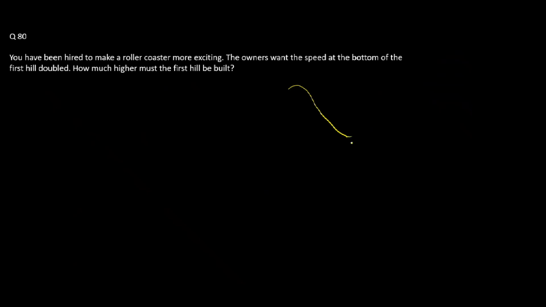If initially at the bottom of the first hill the speed was v, now the owner wants to make the speed twice the initial value, double the initial value. So what height must this roller coaster be built if you want to double this? The relationship between speed and height is v equals square root of 2gh. Let's take the square on both sides to rewrite the expression in terms of h. I will get h equals v squared over 2g.